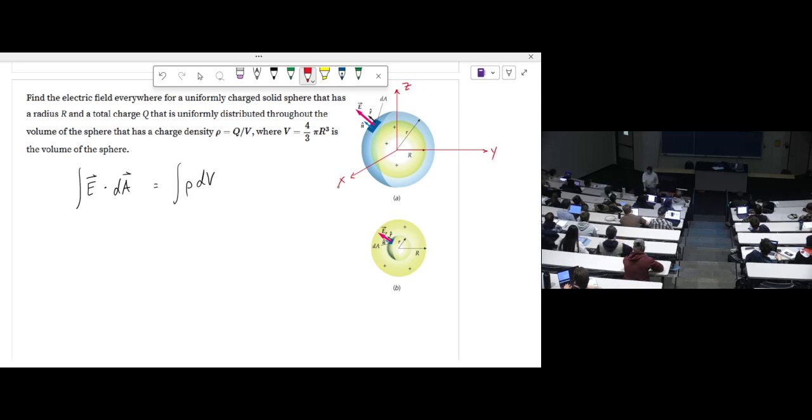You can grab different regions inside of the sphere here. Let's say this one and this one. We expect that the electric fields due to each one of those are going to end up canceling out, so that the electric field is only going to lie in the radial direction. So this would be the radial direction right here, R.